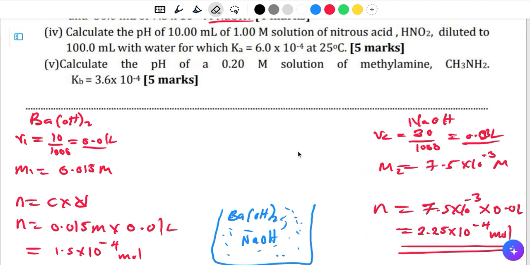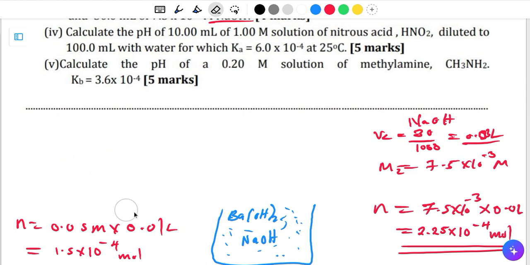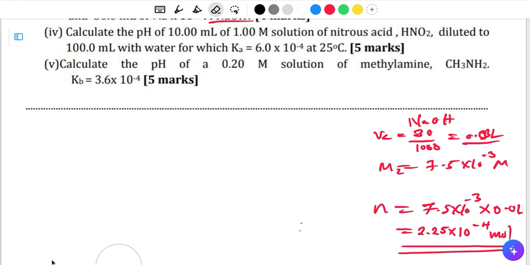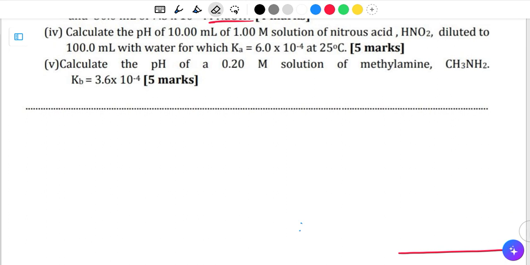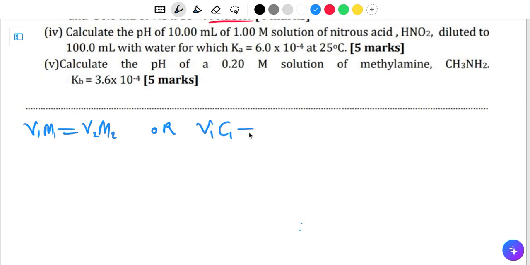For the second question, we have been given nitrous acid, and it is saying nitrous acid was diluted. So here, I think you need to have ideas on the dilution law. The dilution law states that if you multiply volume 1 with concentration or molarity 1, this is going to be equal to volume 2 and molarity 2. Or you can use V and C if you want. They are just the same.